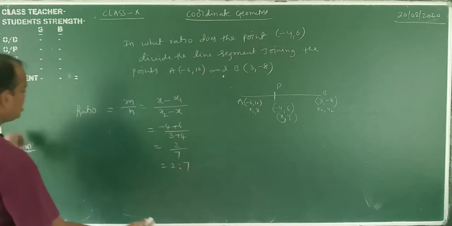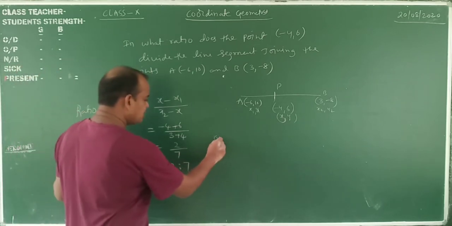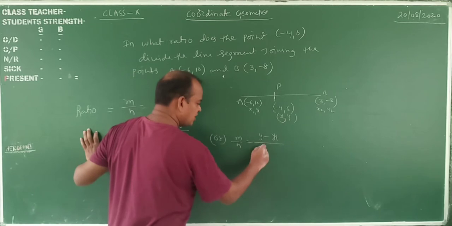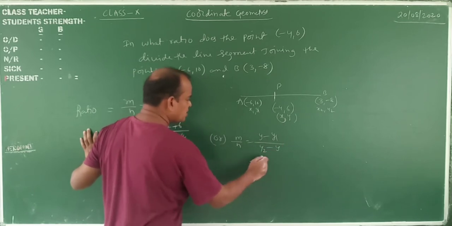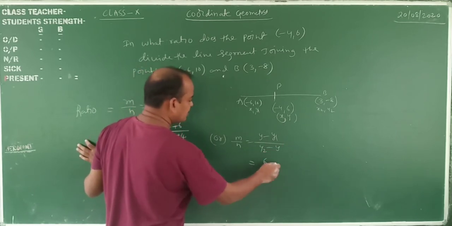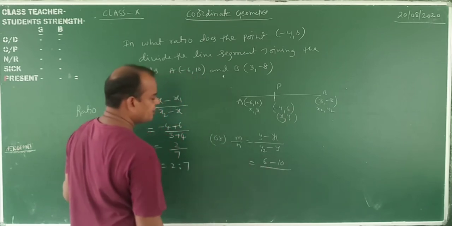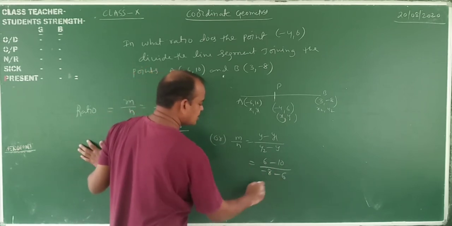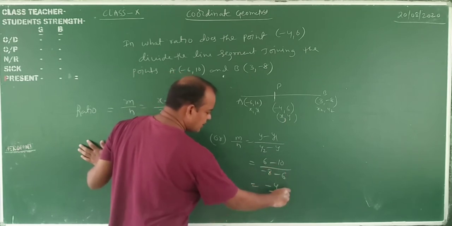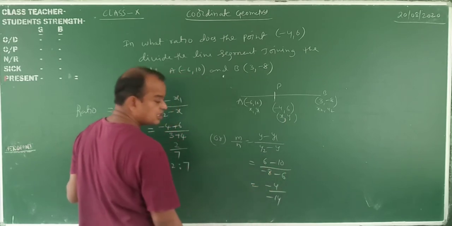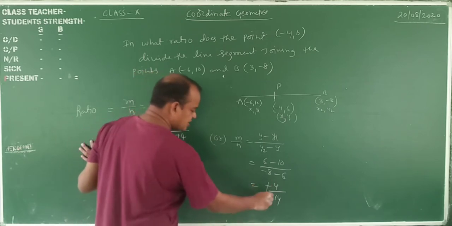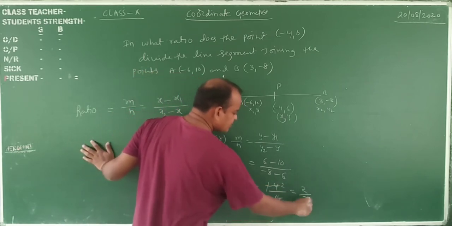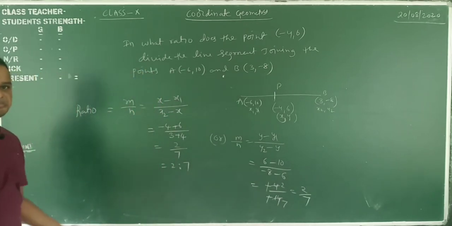Another formula: m by n is equal to (y minus y1) by (y2 minus y). What is y? 6. y1 is 10, by y2 which is minus 8, minus y which is 6. This is minus 4 by minus 14. 6 minus 10 means minus 4. Minus minus cancel. 2 2s are 2, 7. That equals 2 by 7, that is 2:7.